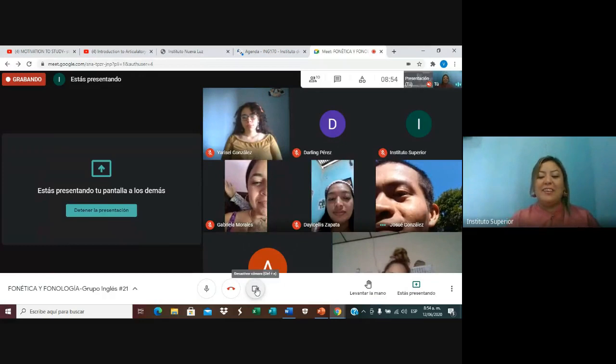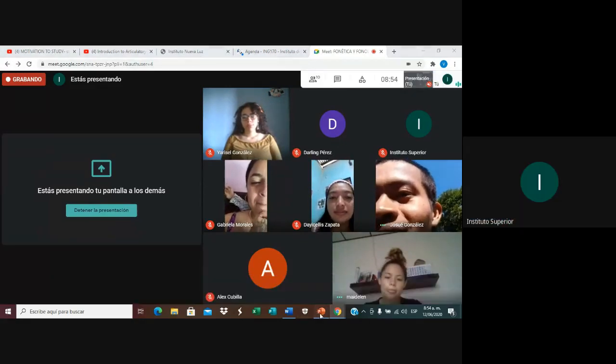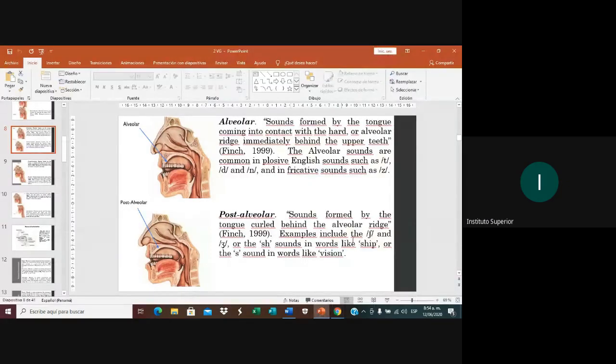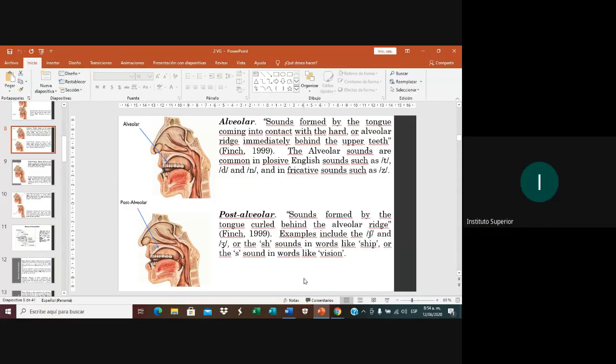Now we're going to continue with the next group of places of articulation. Let's go on. Here we have the next group, the post-alveolar. Could you read, please? Guys, could you read, please? Post-alveolar.